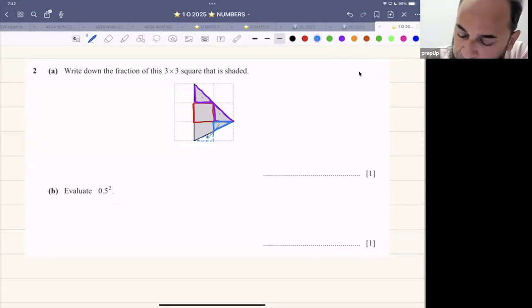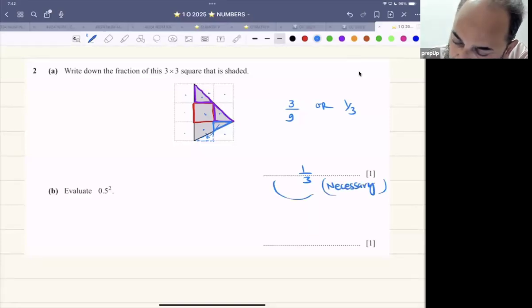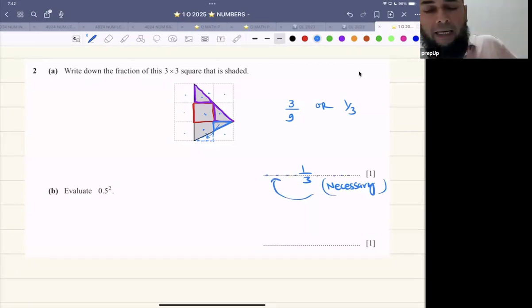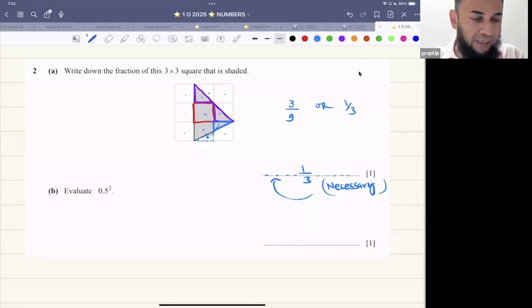So this half and half is 1. This is 2. This is 3. This is 3 out of 9 squares. Altogether, there are 9 squares. So 3 over 9 is 1/3, and it is necessary that you write the answer on this dotted line. It is necessary. Now, this particular question, is everyone clear on this?